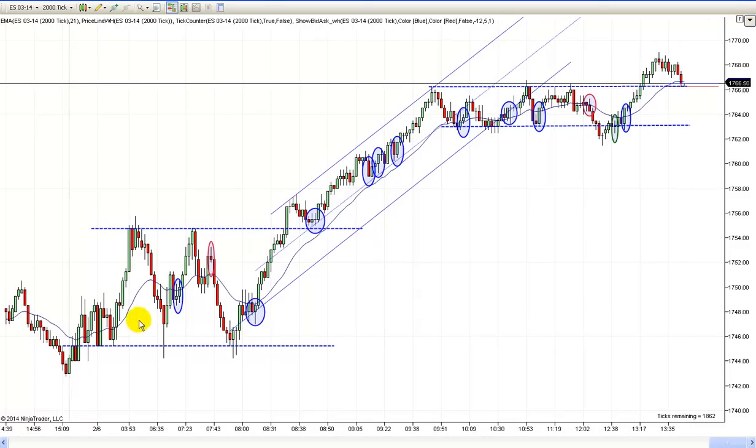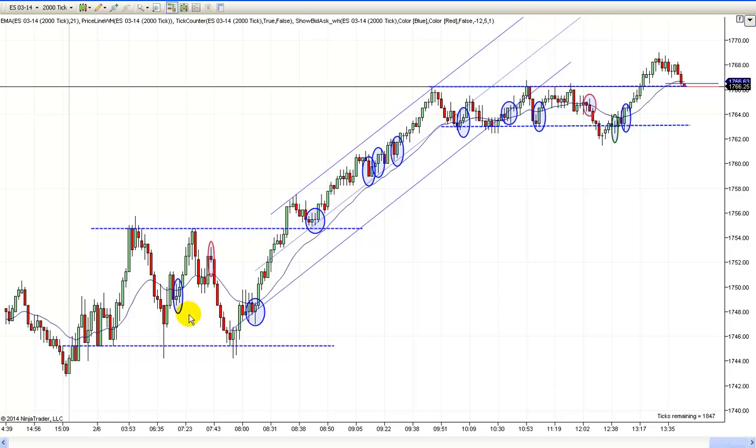Really, we started out in this channel. It was pretty obvious that we had some strong support down here. It wasn't so obvious that we were going to get hung up right here. I say channel, I meant to say range here, and then we went into this channel.